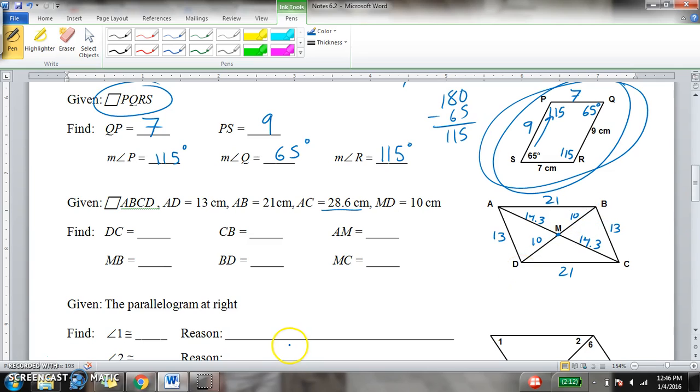So filling in everything, we've got DC is 21, CB is 13, AM, we already figured that out. We cut this number in half and got 14.3, same thing for MC, 14.3. BD, this entire thing, since this piece was 10 and this piece is also 10, the entire thing would be 20. MB, that half, would be 10, since this half is 10.